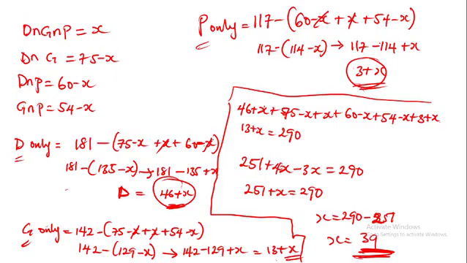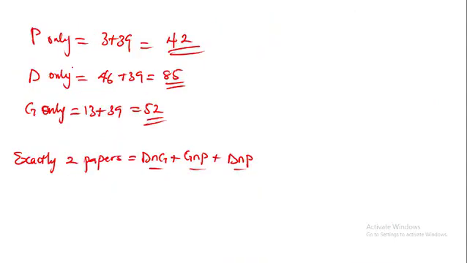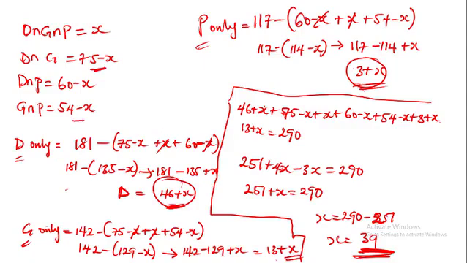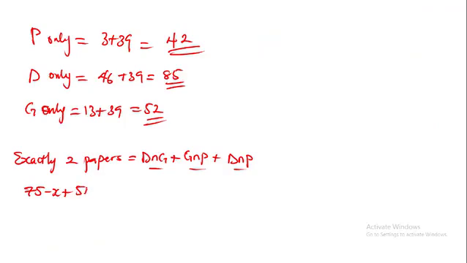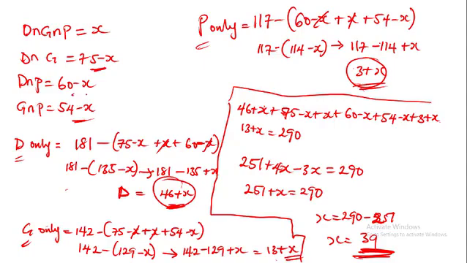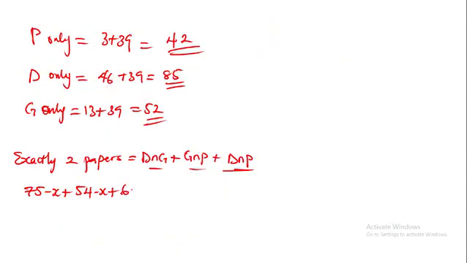Let us start. For D and G, intersection of D and G, we have it to be what? 75 minus X. We have 75 minus X plus, for G and P, we have 54 minus X. Then D intersection P is equal to what? 60 minus X. Now wherever we find X, we substitute it with what? 39. So we have 75 minus 39 plus 54 minus 39 plus 60 minus 39.